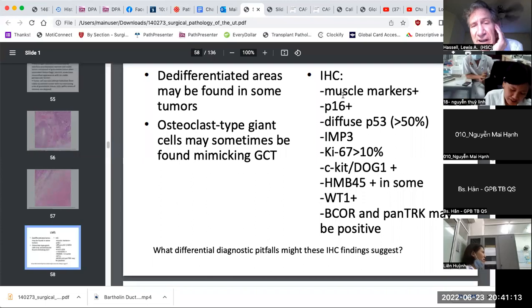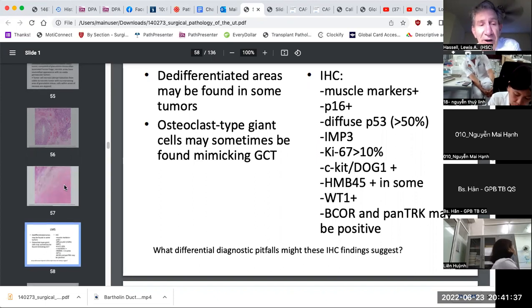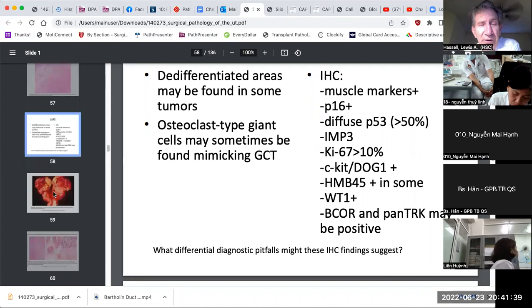Now, the P16 that's positive in this setting is usually not related to HPV, although there are beginning to be described some Epstein-Barr virus-related smooth muscle tumors as well. So this may change over time as our knowledge increases. So it's a very interesting area, not always entirely clear-cut.